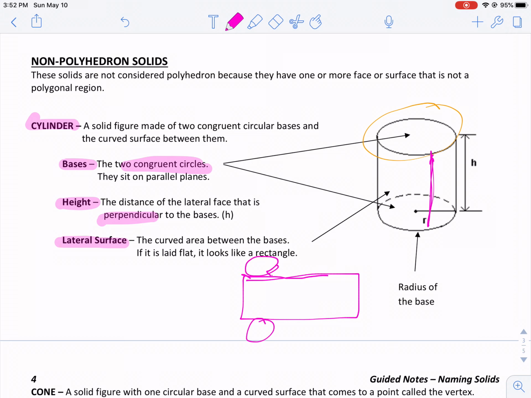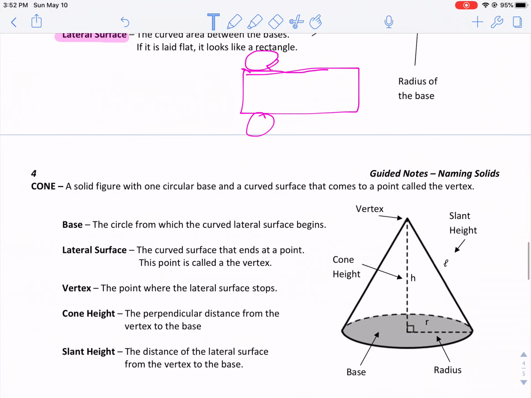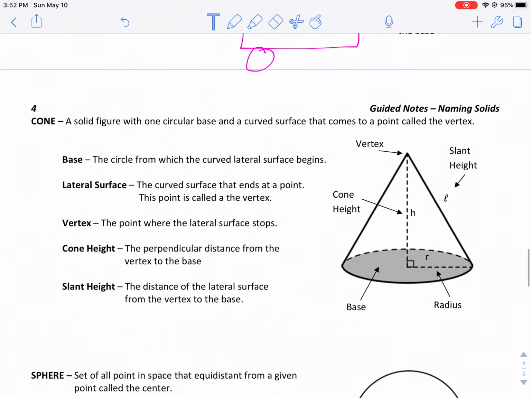If we unrolled it from the top and the bottom of the base. But that is a cylinder. It's basically a prism with circular bases. Likewise, a cone is very much like a pyramid, except it has a circle for a base. The base is the circle from which the lateral surface, once again, the lateral surface is just that curved part. It's no longer triangles because it's curved.